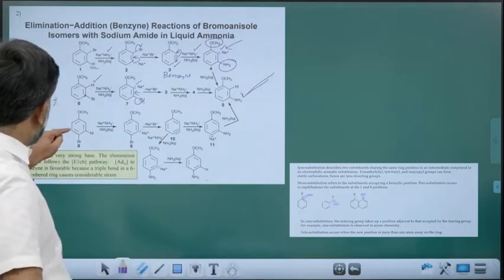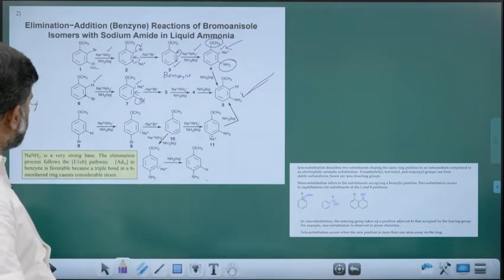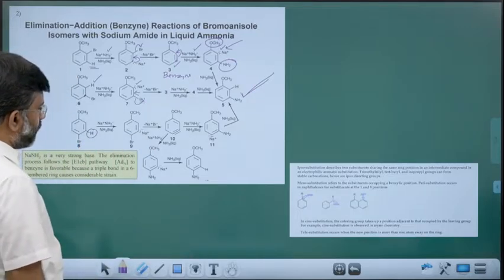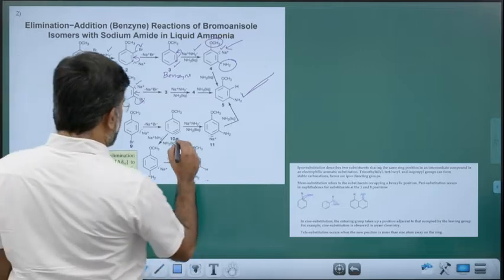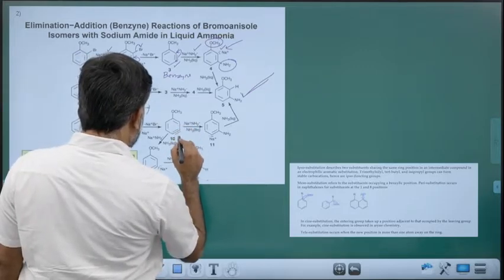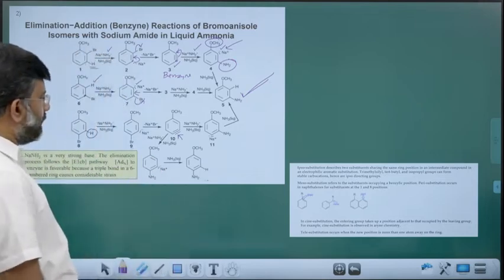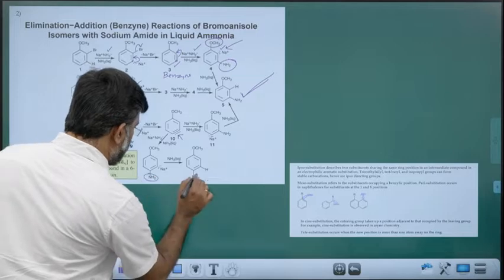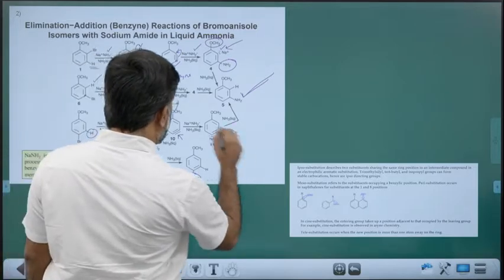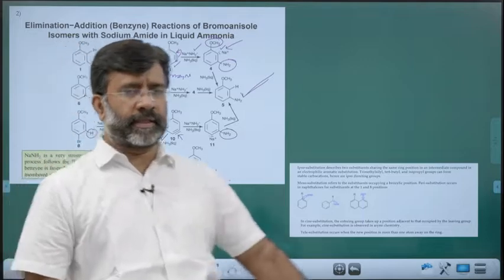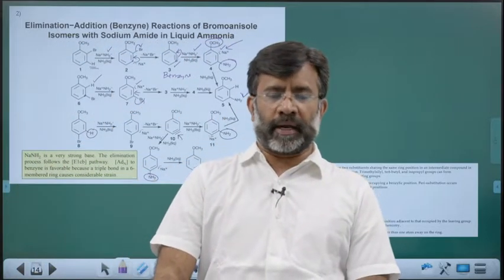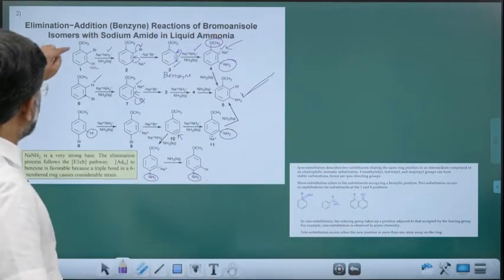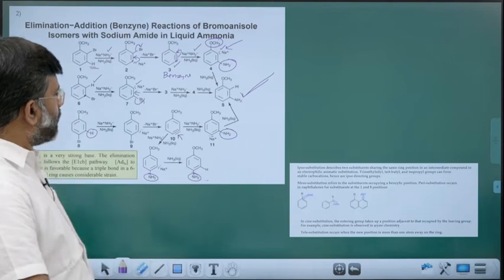Suppose bromine is in the para position. This hydrogen is withdrawn, you are getting a minus here, right? And now it can form a benzyne over that position. Now the result is you can get the NH2 group at a para position and of course at a meta position. So see, suppose it is ortho-bromoanisole, you are getting the meta amino product.